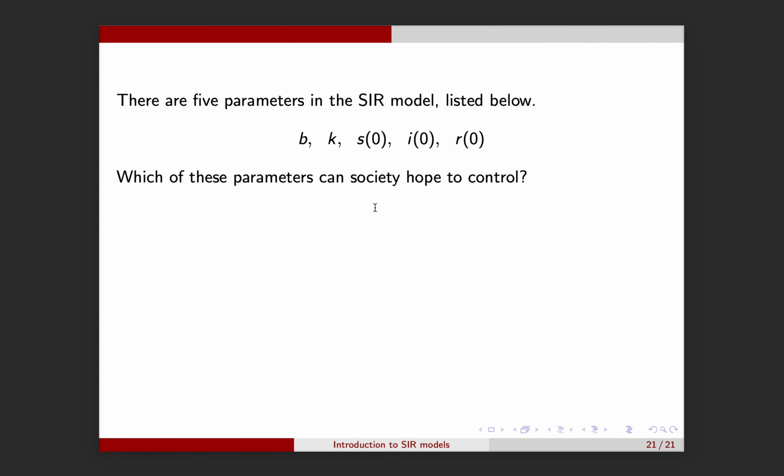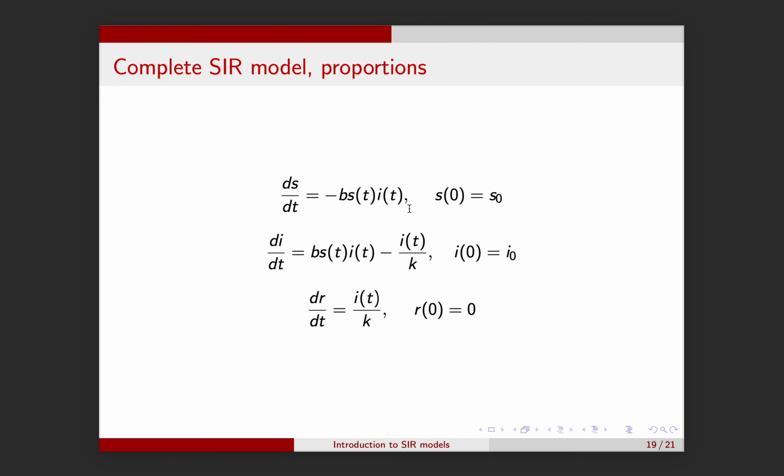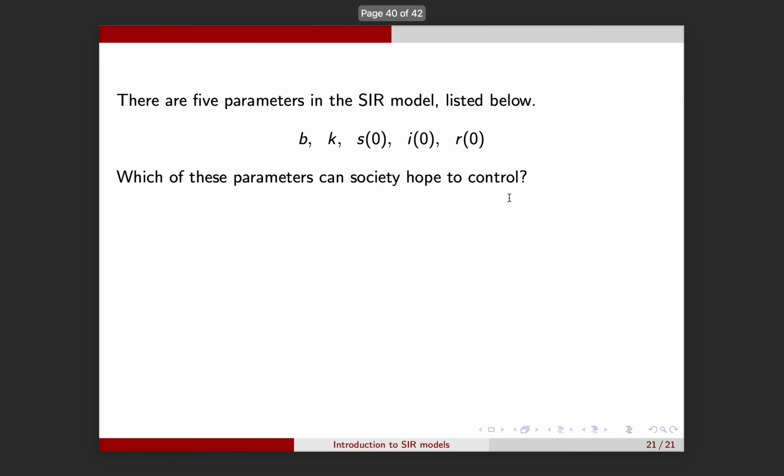Okay, so the way I want to conclude this video and how we would have concluded class is by thinking about this. There are 5 numbers to fill in a classical SIR model: B, K, S of 0, I of 0, R of 0. So again, coming back here, for a specific disease, this would be filled in as a number. This would be filled in as a number. You can't really solve the systems unless you do that. This is also a number, and so on.